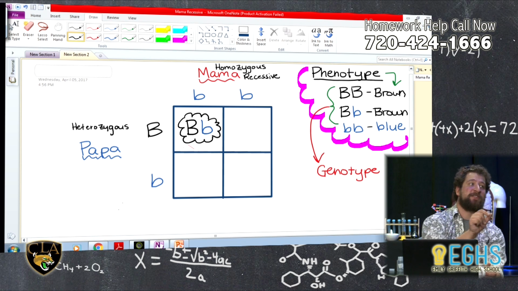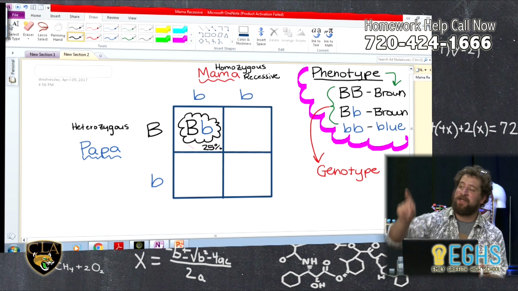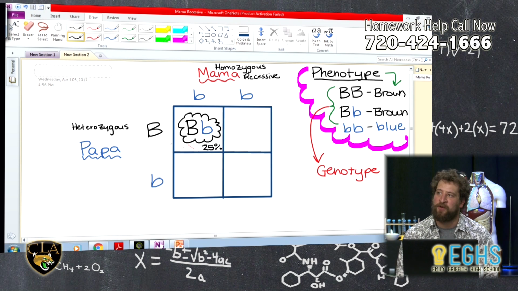So there is a 25% chance we're going to end up with a child with a genotype which is heterozygous, and a phenotype of brown eyes, because the large B, the brown B, should overtake the little blue b. Are we cool so far? Yes.